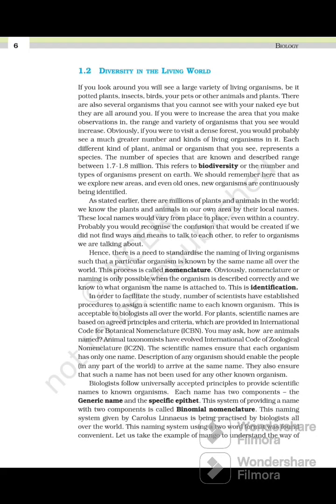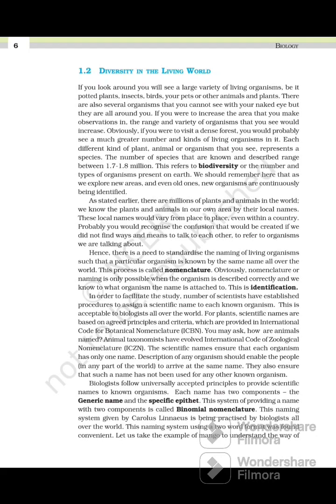As stated earlier, there are millions of plants and animals in the world. We know the plants and animals in our own area by their local names. These local names would vary from place to place, even within a country. Probably you would recognize the confusion that would be created if we did not find ways and means to talk to each other, to refer to the organisms we are talking about.